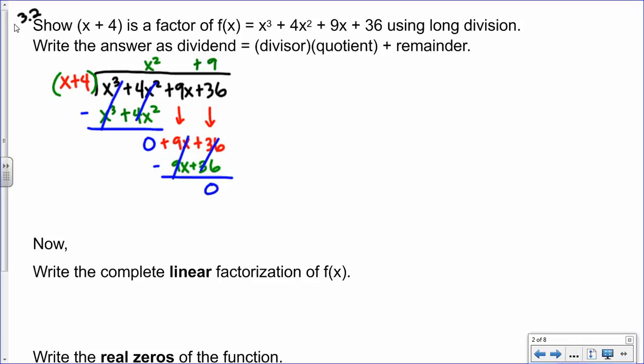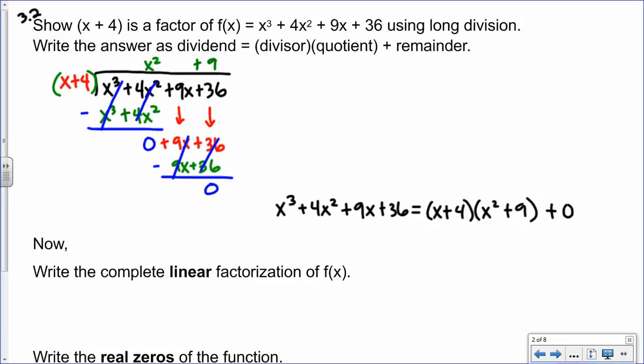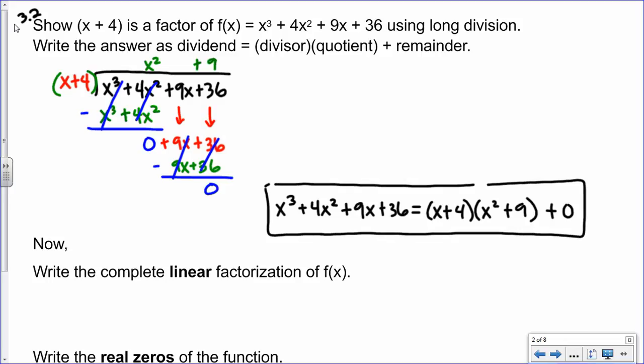Okay, and then it tells me to write it as dividend equals divisor times quotient plus remainder. So that's x cubed plus 4x squared plus 9x plus 36 equals divisor, which is x plus 4, my quotient, which is x squared plus 9, and then my remainder is plus 0. Okay?